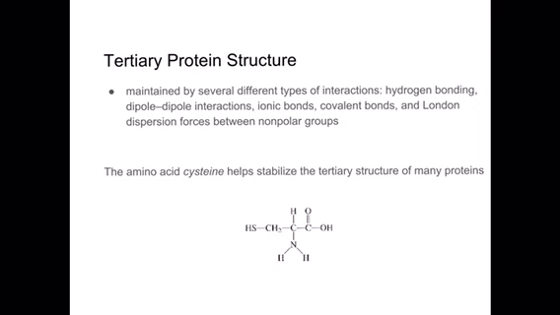Alright, so the tertiary protein structure. This is maintained by several different types of interactions, including hydrogen bonding, dipole-dipole interactions, ionic bonding, covalent bonds, and London dispersion forces between nonpolar groups. The amino acid cysteine helps stabilize the tertiary structure of many proteins, and here's that amino acid seen here.